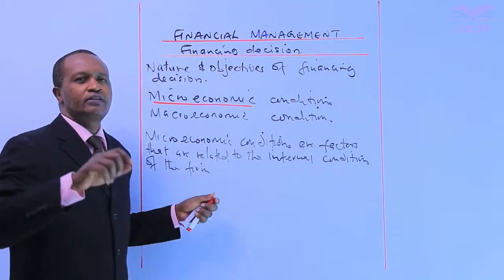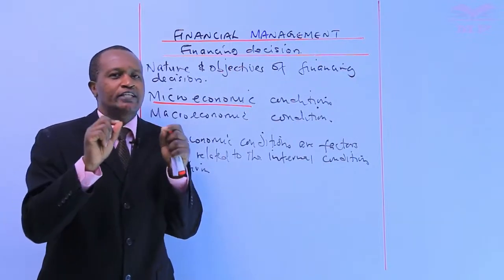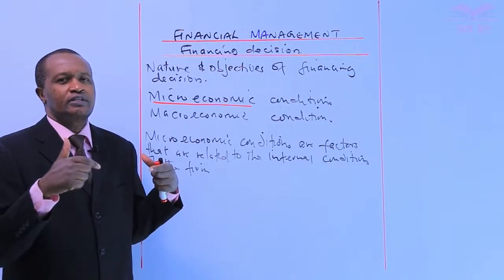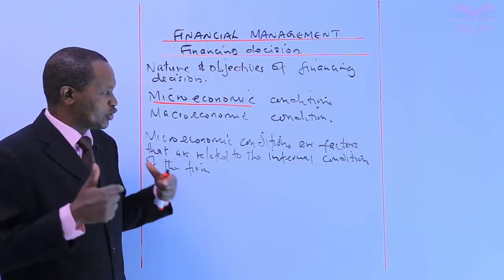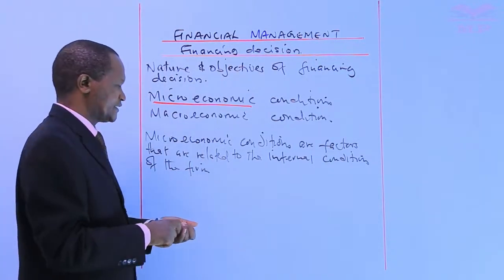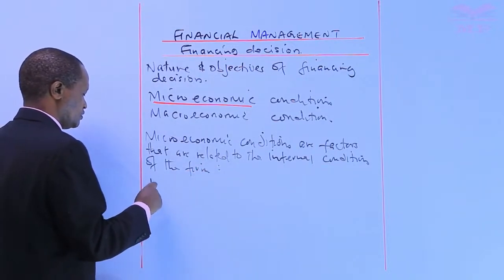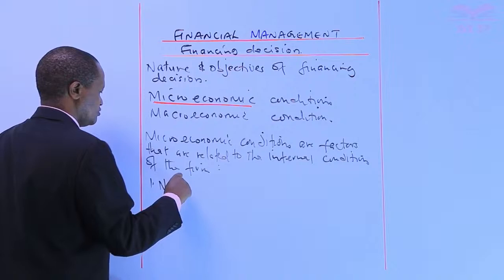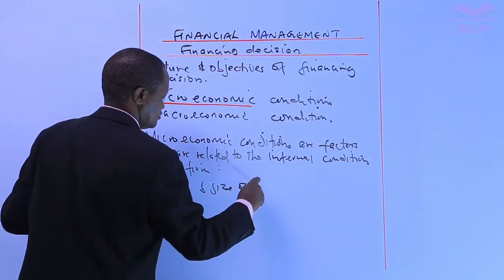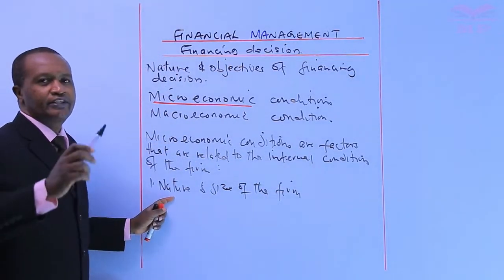Now, the important among these conditions, these are the internal conditions. One of the internal conditions is the nature and size of the farm. One, nature and size of the farm. The nature and the size of the farm.